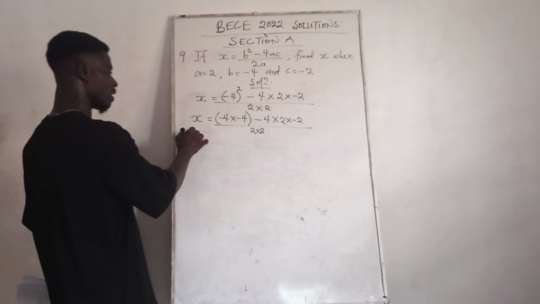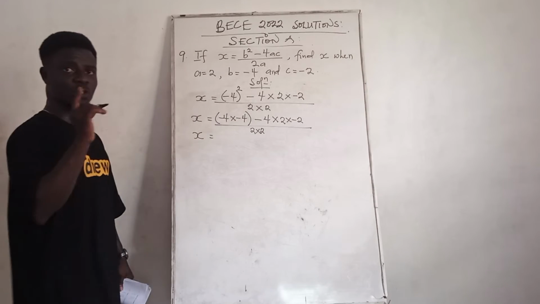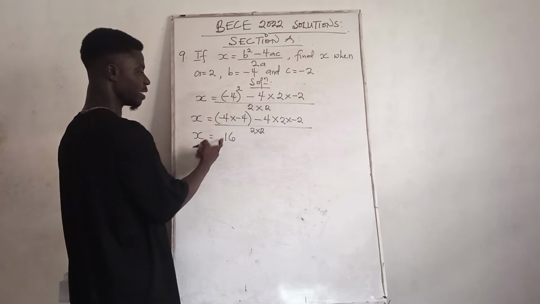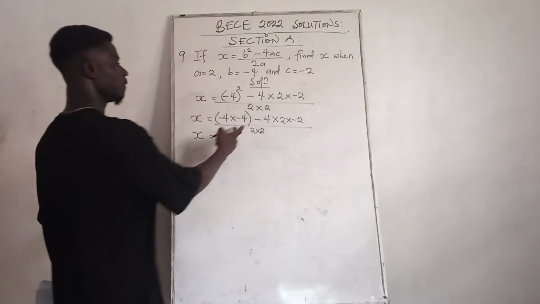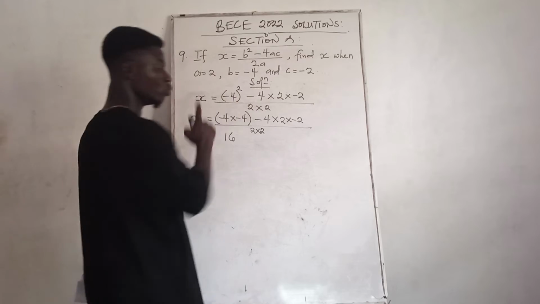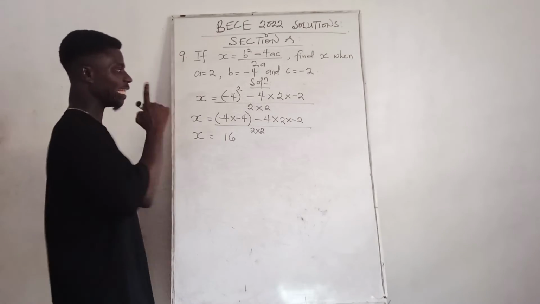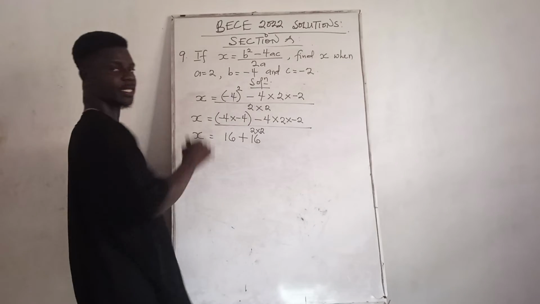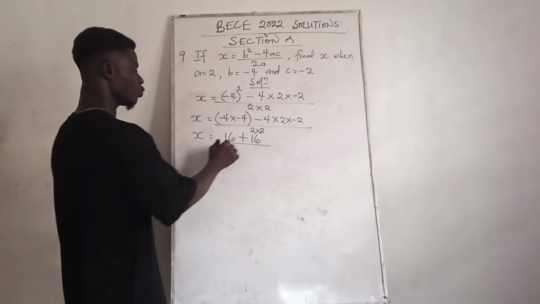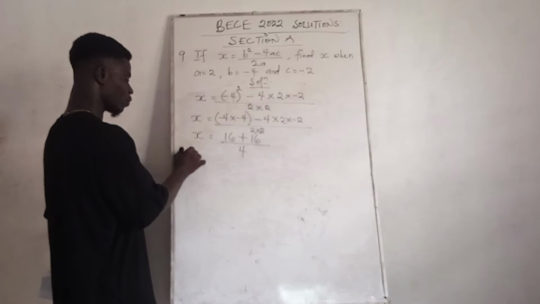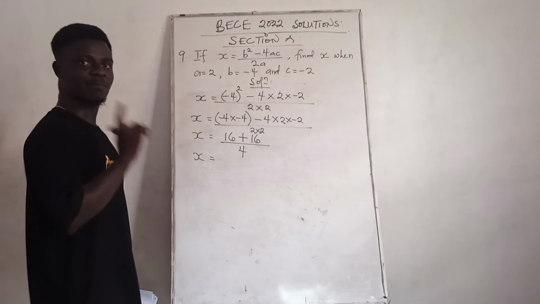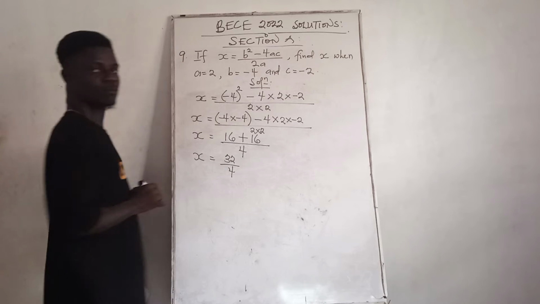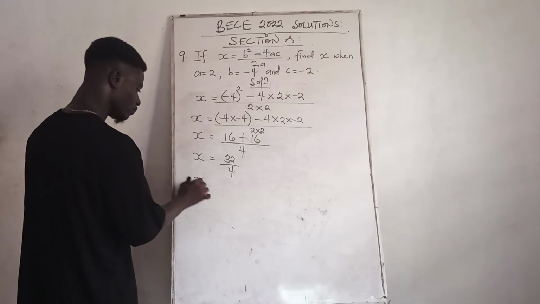Right. So I have my x, which is equal to -4 times -4. We obtain +16 because negative times negative is what? Positive. Then here we have -4 times 2, which gives what? -8. And -8 times -2, which gives what? +16. All on 2 times 2, which is what? 4. So I have my x, which is equal to 16 plus 16, which we obtain 32, all on 4, right? So now let's see.